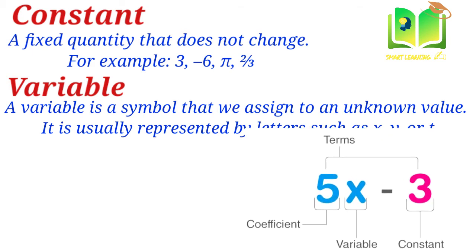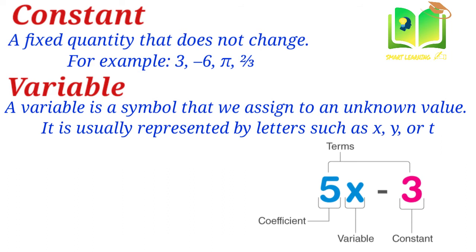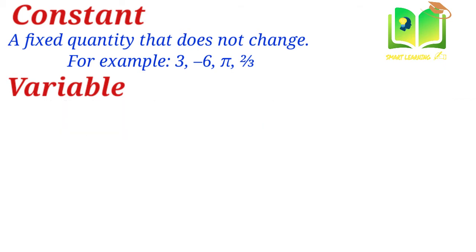In this example you can see x is the variable. If you put the value of x as 2, the overall answer is 10 minus 3 equals 7. If you put the value of x as 3, it becomes 5 into 3, 15, 15 minus 3 is 12. So it totally depends on x. That's why here x is the variable and 5 and 3 are constants.